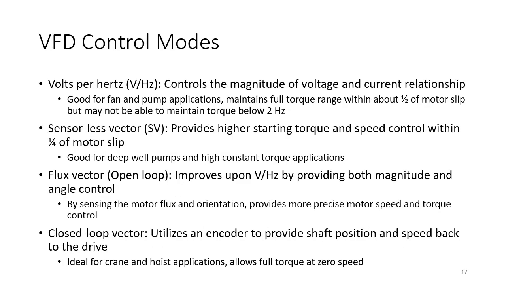For accurate control, VFDs often have multiple control modes. The simplest is volts per hertz. So what we do is we control the magnitude of the voltage and the current relationship. This is very good for these VT type applications, good for fans and pumps, maintains full torque range, limited percentage of motor slip, but it may not be able to maintain torque at very slow speeds, but fine for faster items which are running at pretty much constant type applications.